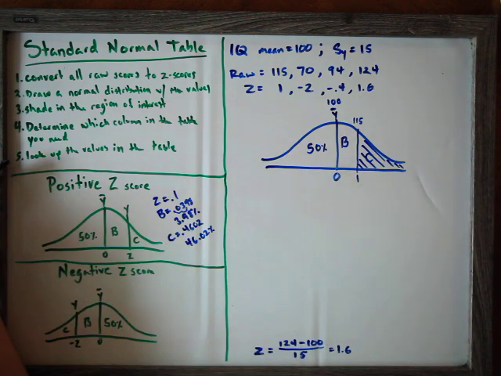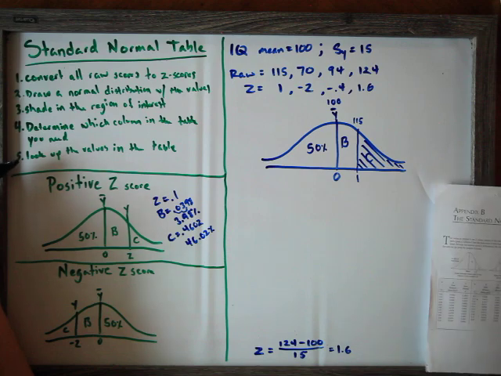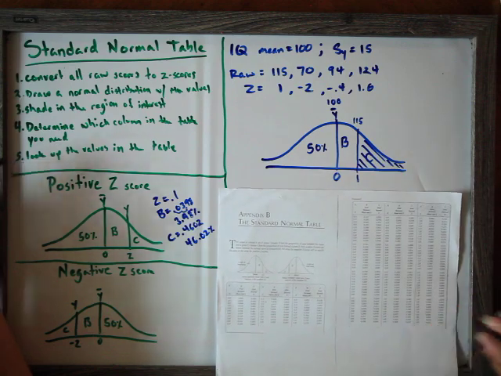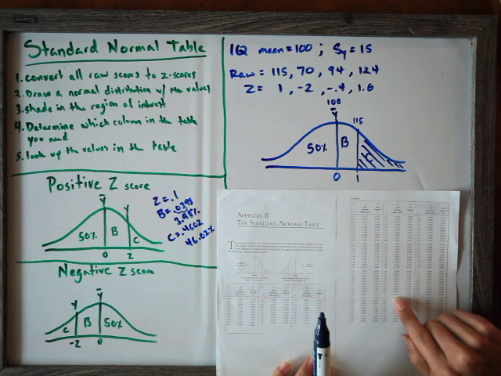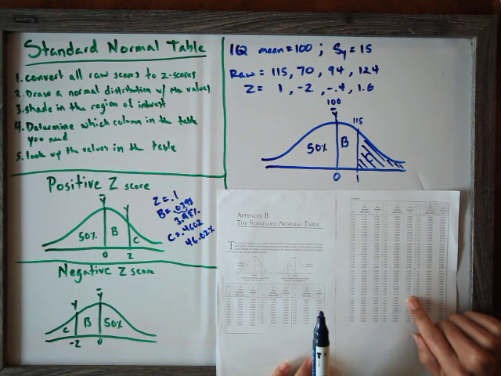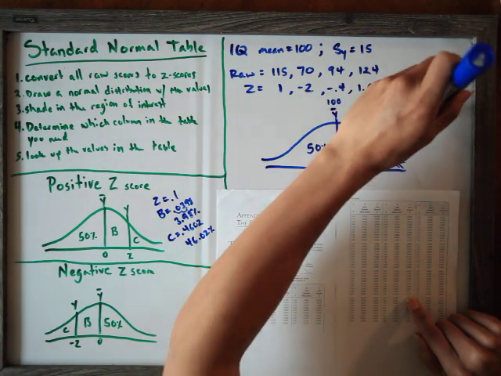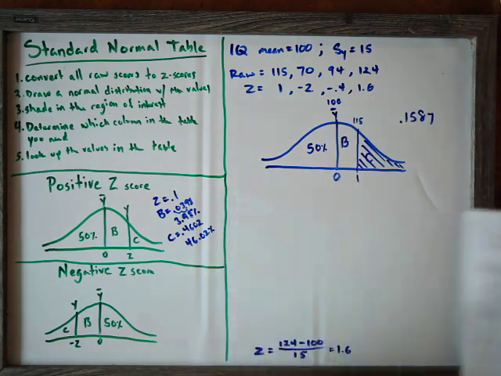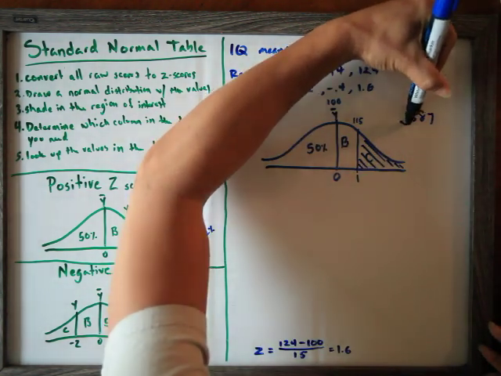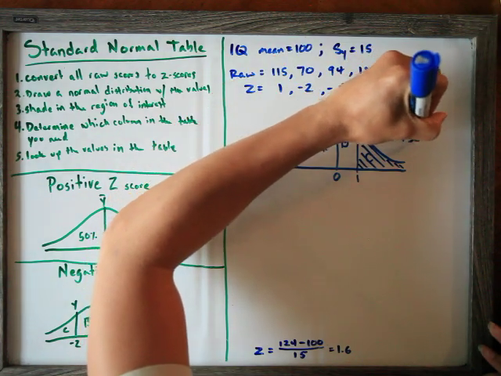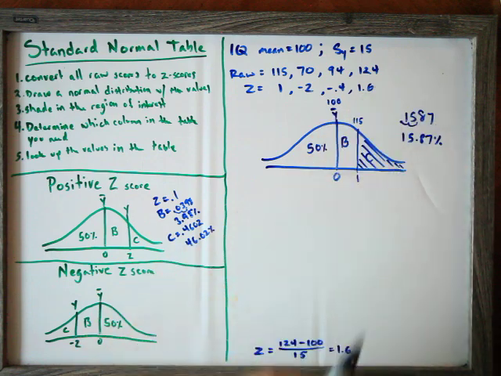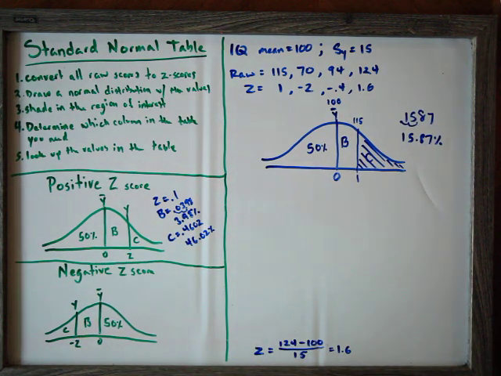So I'm going to go look up my values in the table. That's step 5. I'm going to look for a z-score of 1, which is right here, and I'm going to look for column C. That gives me a proportion of 0.1587. I'm going to convert that to a percentage, that's 15.87%. So the answer is 15.87% of the population has a higher score than 115. So that's how you would find that score.